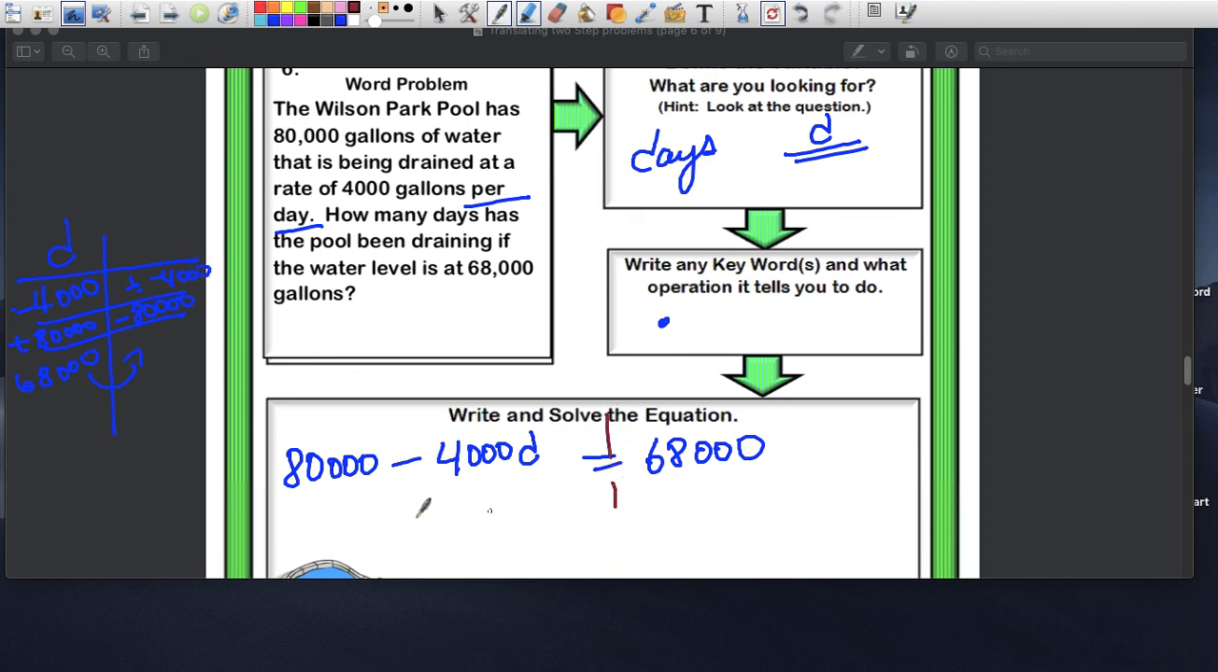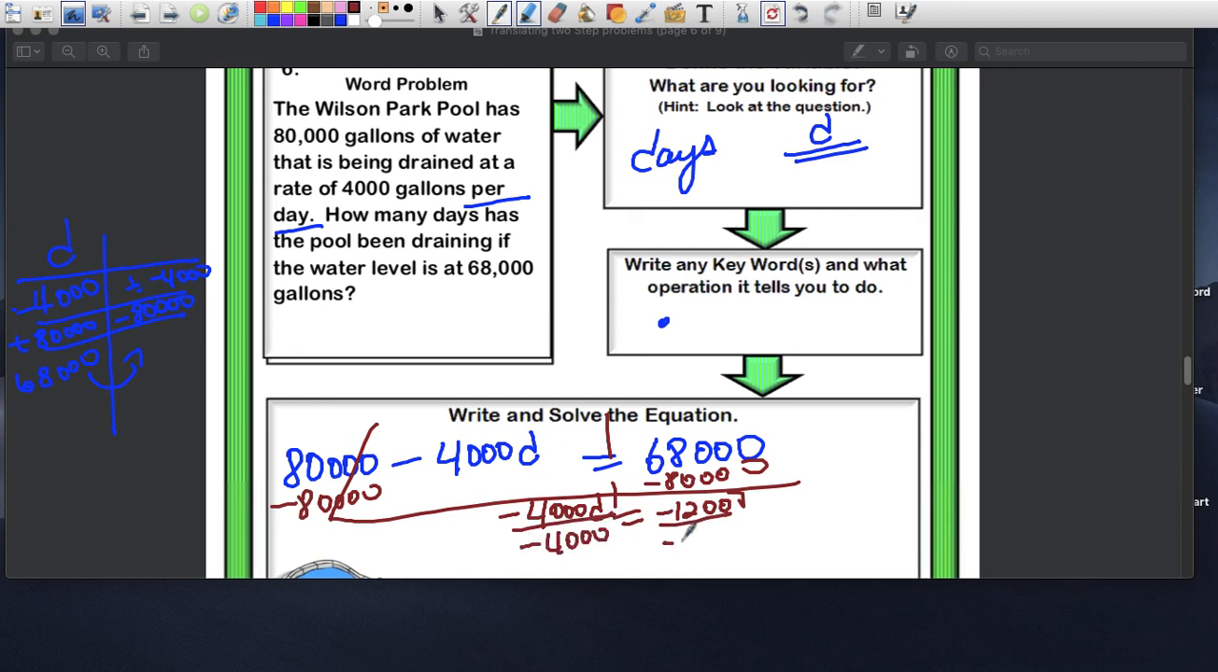So what's that? Minus 80,000, right, over here. And minus 80,000 over here. That's going to give us negative 12,000 over here. That's going to go away, and minus 4,000 D. Now we have to divide both sides by negative 4,000, right? Divide by negative 4,000. Divide by negative 4,000. And that's simple enough. So D equals 3. Negative divided by negative is a positive, and 12,000 divided by 4,000, sorry, is 3. So it's been 3 days since the pool's been draining, okay? And that's why it went from 80,000 gallons to 68,000 gallons.